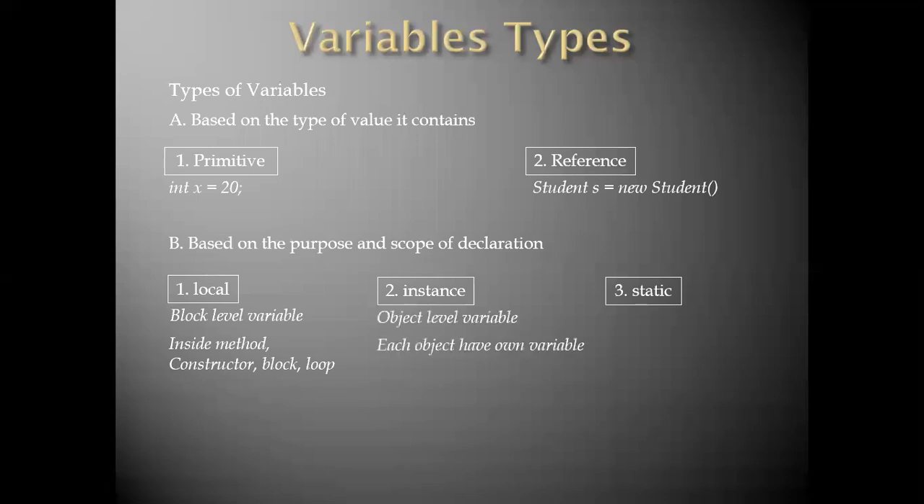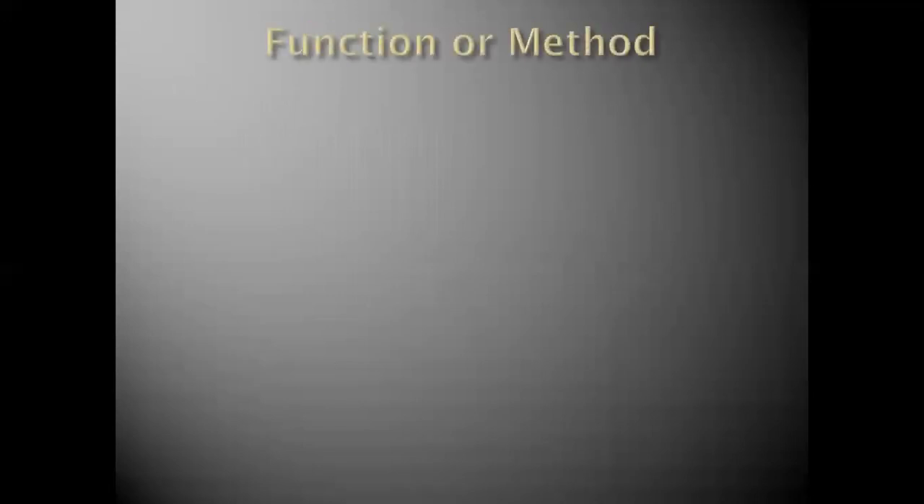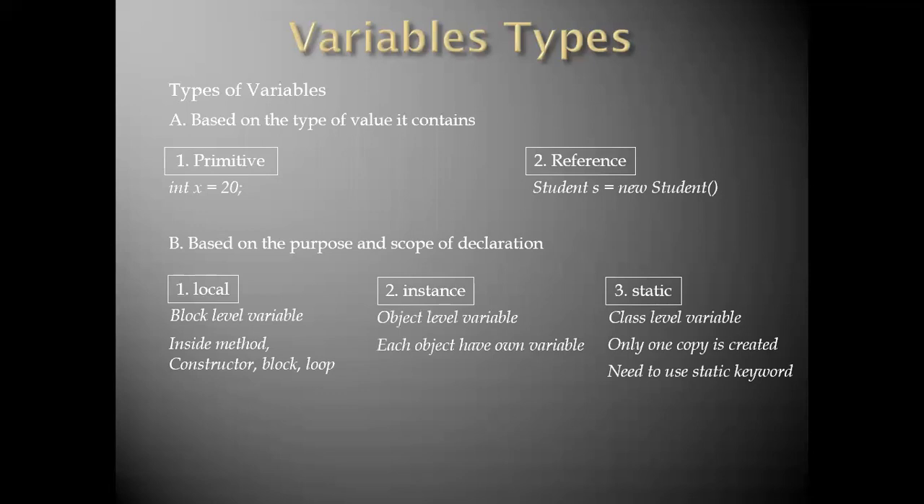Next is instance variable. Instance is an object level variable. When you learn about class and all, we'll discuss instance and static. Any question on this variable? Yeah, don't worry about instance and static. We'll discuss it when we discuss the object, because without learning about the class and object, I cannot explain this one. Okay.